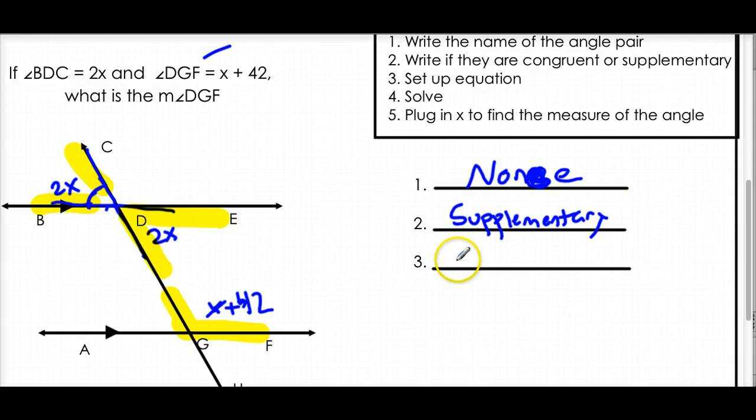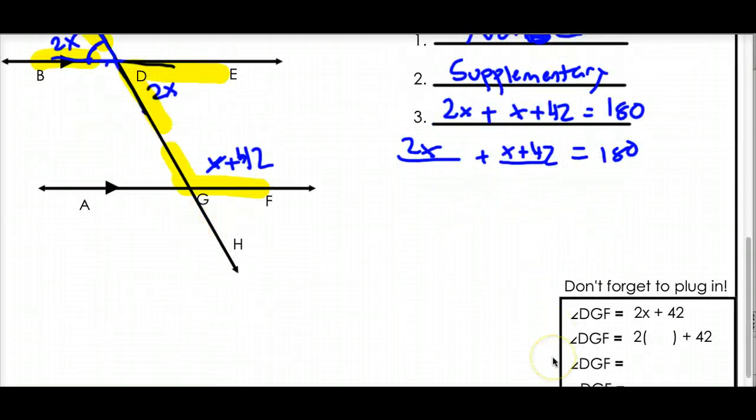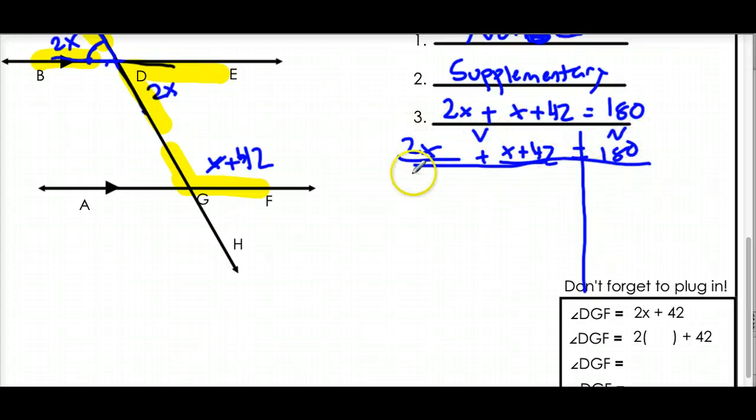Now from here, what I'm going to do is set up my equation. Since these are supplementary, I could say that 2x plus x plus 42 is equal to 180. Just one more time, remember you have two angles and they add up to 180. It's 2x plus the whole thing, x plus 42 equals 180. Now how do I solve this? Well, you do the same thing as always. You draw your line down the middle. You put your variables on one side, numbers on the other. So this is our number side and the variables are here.